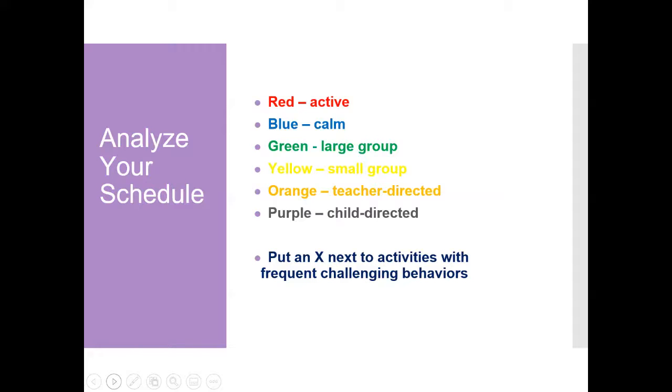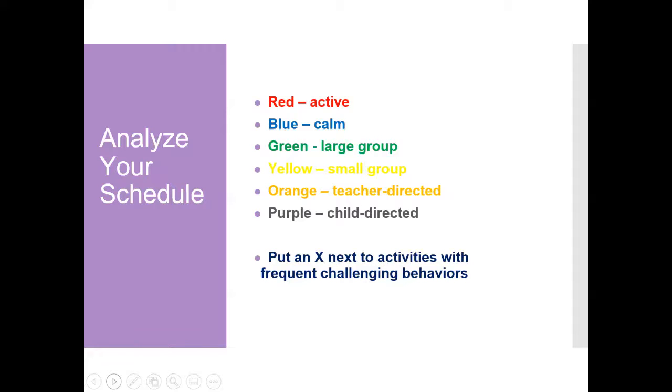It doesn't really matter what colors you use. We just pick 6 colors, as long as you have 6 different colors. So you're going to start with the top 2, active and calm. And you're going to go through your entire schedule and somehow mark either with a check or a star or a circle, red and blue or whatever colors you have, all the way down, active and calm.